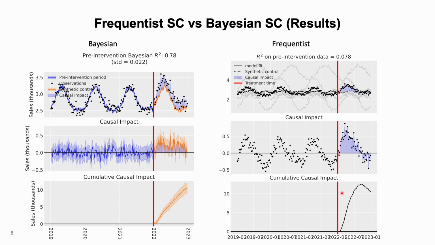For the cumulative causal impact figure, we can see that it has this curvature trend, which increases first and decreases second, which is also against the ground truth. So overall, we can see that the Bayesian synthetic control fits our data much better than the frequentist one.